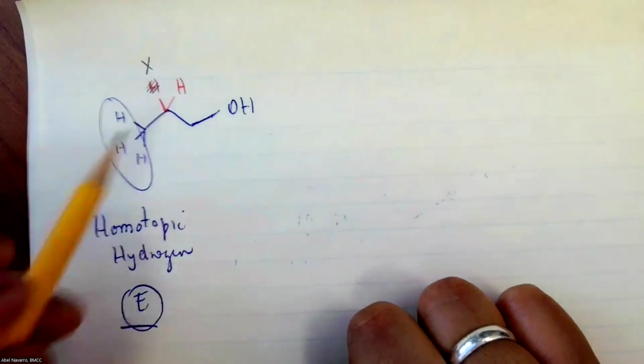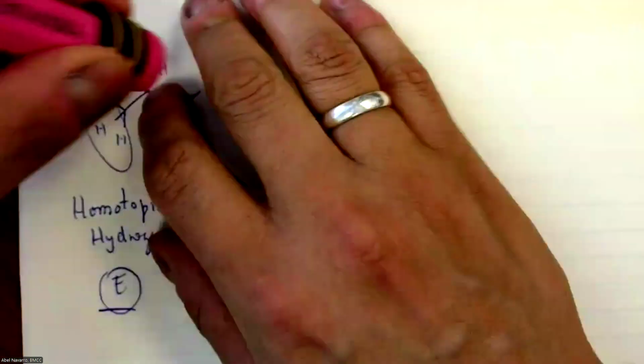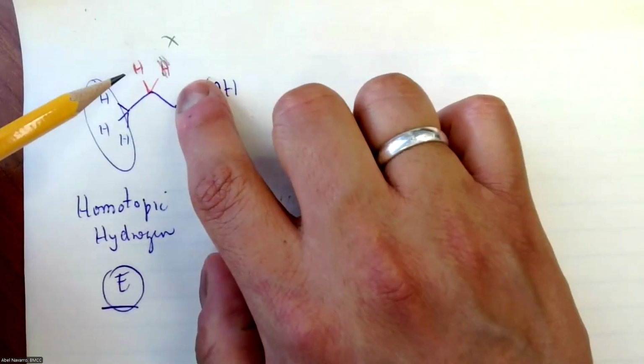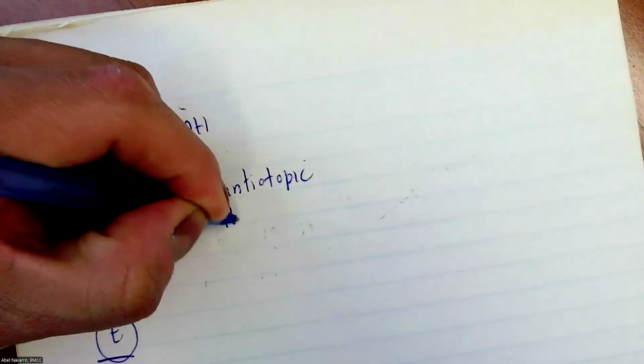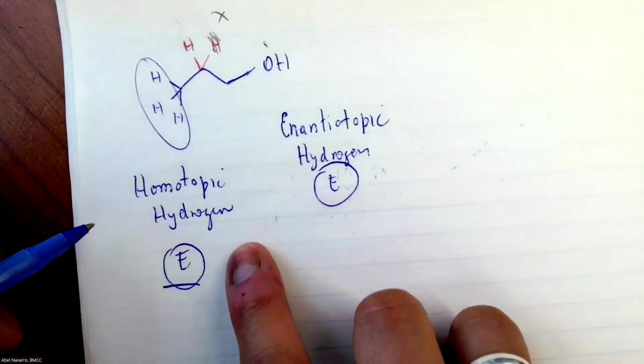it with X, they become enantiomers, right? X here is one enantiomer. If I switch them, this version and the previous version are enantiomers. Okay, so that's why we call them enantiotopic. Enantiotopic protons or hydrogens are also equivalent. Or once again, what are homotopic hydrogens?